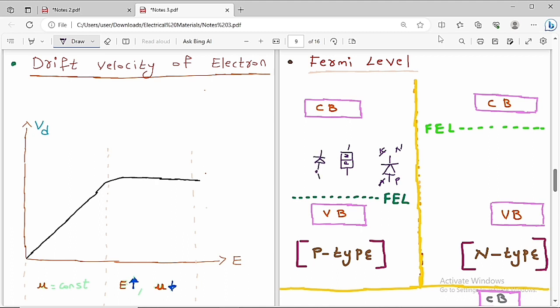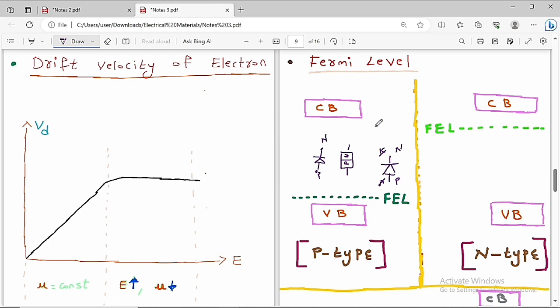I can write this is P, and this is cathode, means I can write N, right? So anode and cathode mean P and N. So P is down and N is up. Therefore, the Fermi energy level is near the valence band in the case of the P type of semiconductor, and the Fermi energy level is near the conduction band in the case of the N type of semiconductor.